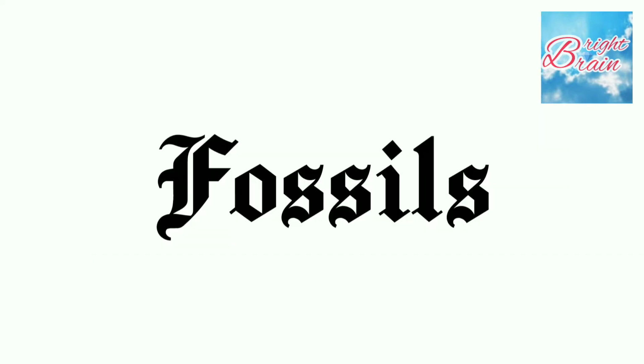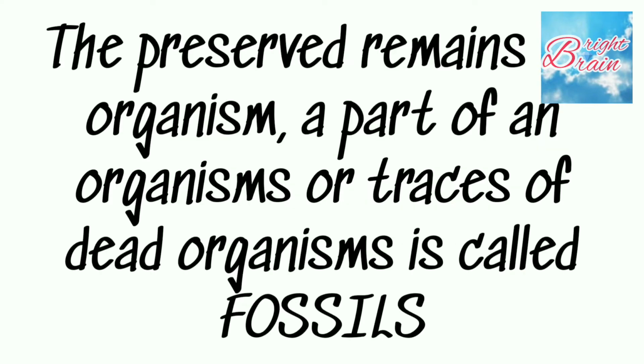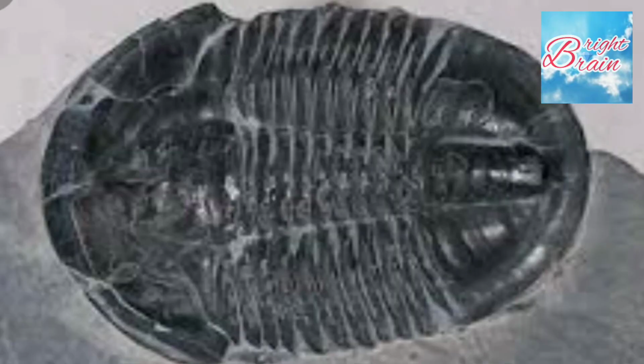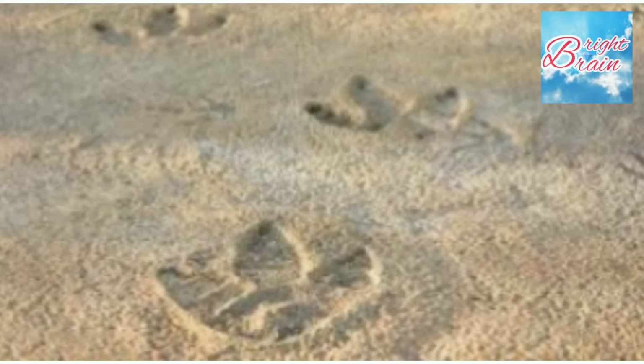Fossils. Preserved remains of an organism, a part of an organism, or traces of a dead organism is called a fossil. Examples of fossils: skeletons, teeth or shells of an animal, exoskeletons preserved in trees, footprints, and many more.